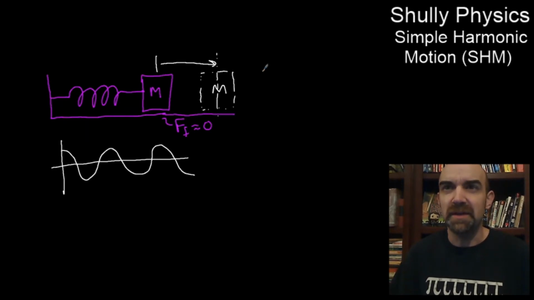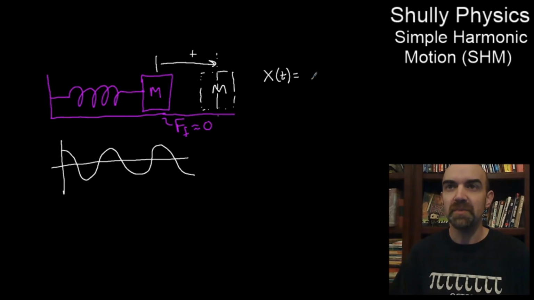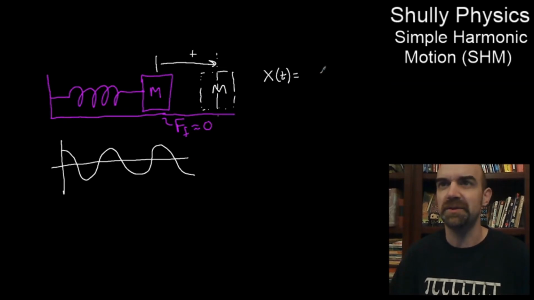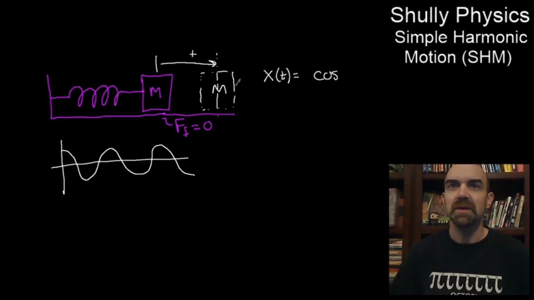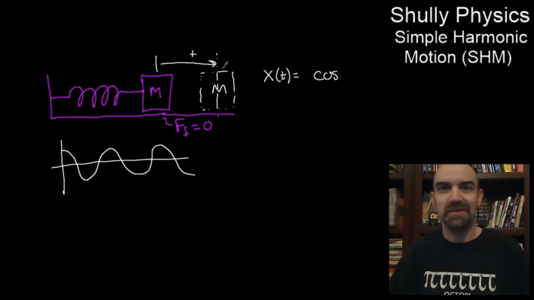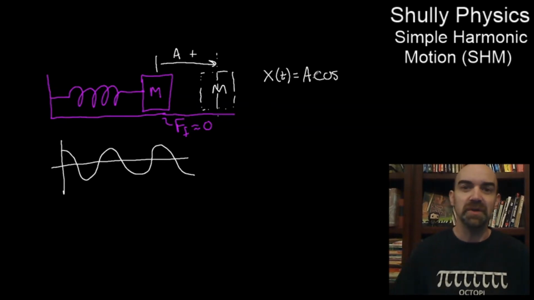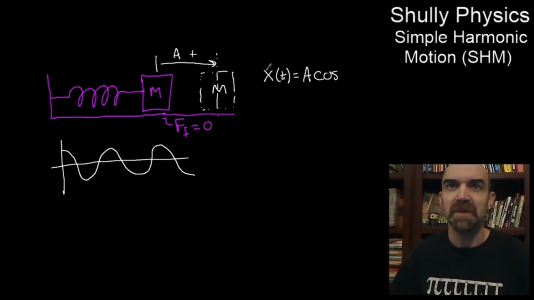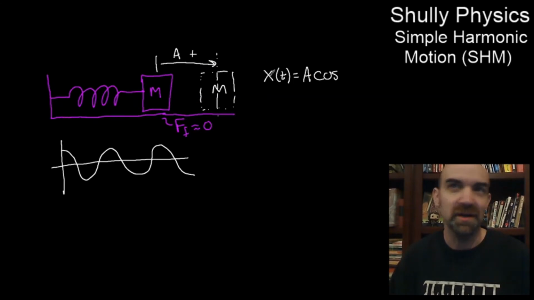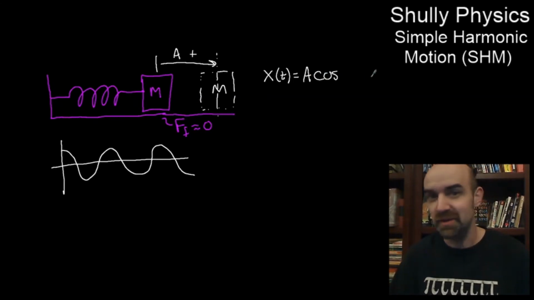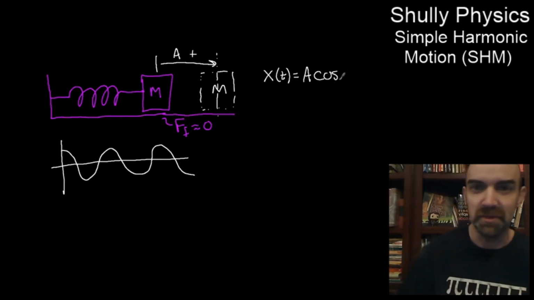What we could say then is its x position, if we call this to the right the positive direction, as a function of time, is some kind of cosine function. Now the distance we pull it to the side, we're going to call A for the amplitude of that wave motion. So if A is 1 meter, then x of t would just be 1 times cosine of something over here.